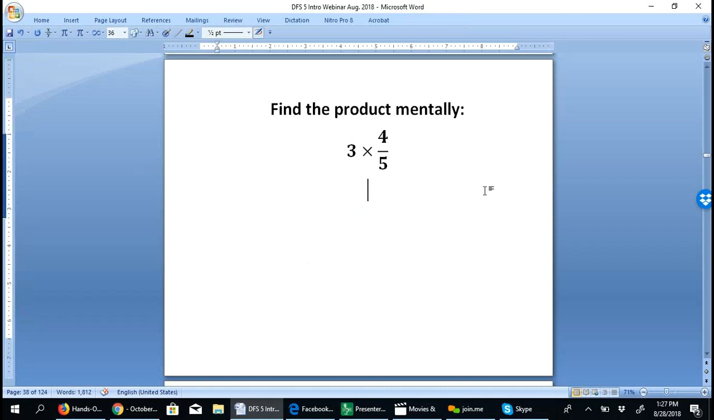Would you please text chat mentally the response to this problem? How much is 3 times 4/5? 3 copies of 4/5. Please text chat your response. What would the answer be? You have 4/5 3 times. What would the answer be? The answer would be 12/5.